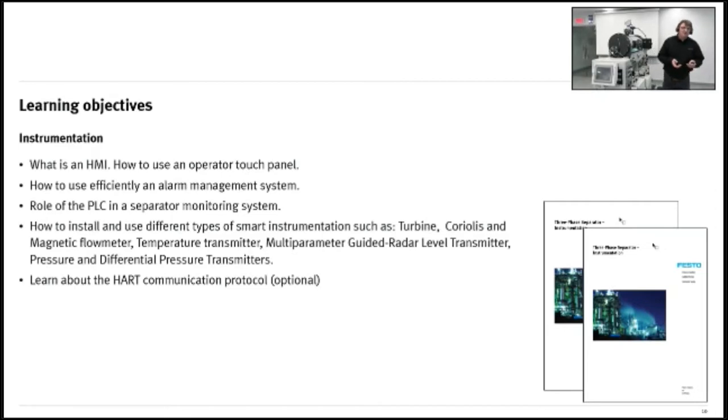Now we're also going to learn how to install different instrumentation, for example, the turbine and the Coriolis, the magnetic flow meter, a temperature transmitter, the guided radar, and the differential pressure transmitters. How to install them, what the good practices are, and how to configure them to work in the right way for the process we're talking about. And then how the HART communication protocol works. This will be an optional exercise in the second book.